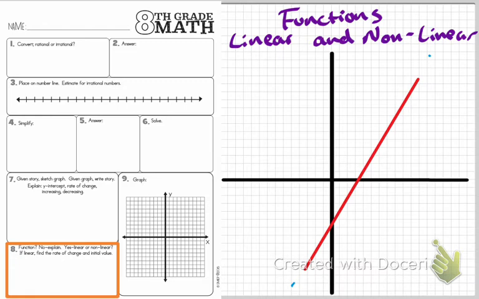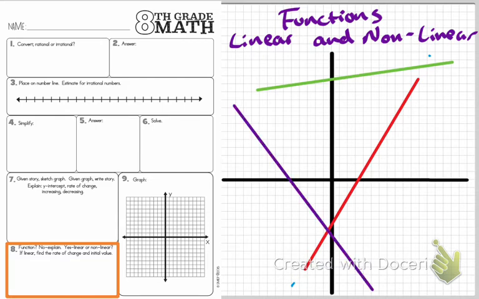Let's go ahead and take a look at a couple other examples. Again, you could predict where that straight line would be in the future or where it was in the past. And same thing with this one, right?